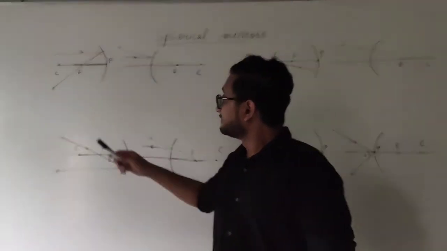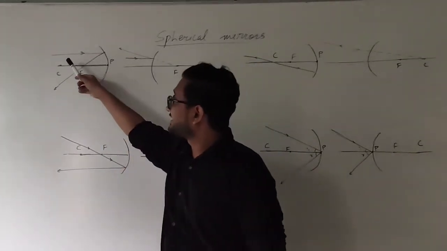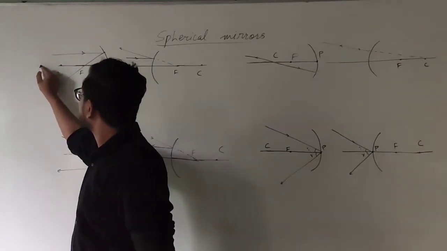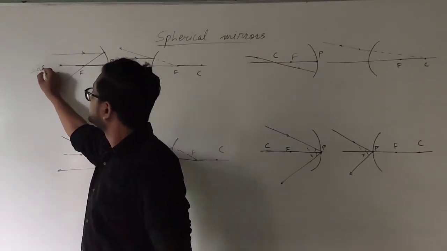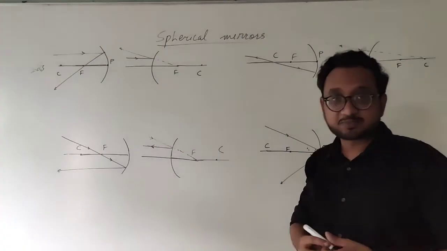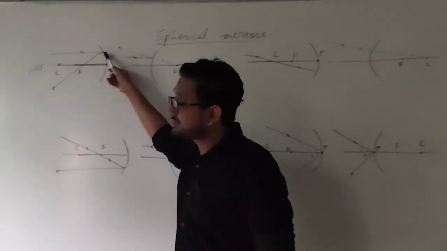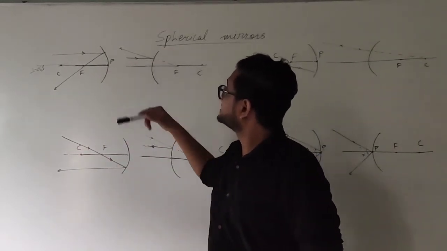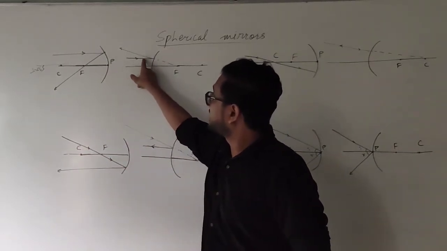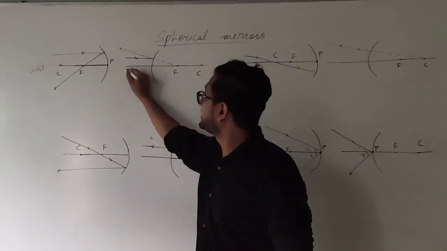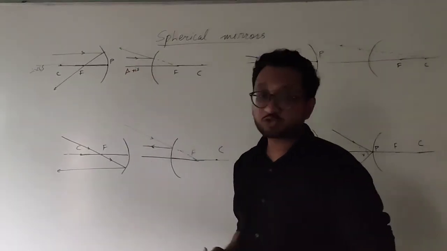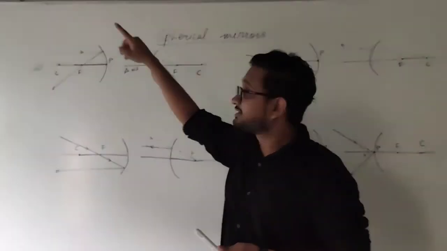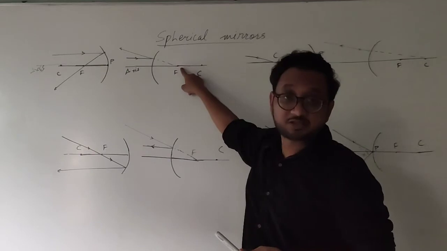Okay. First case, if the ray of light is parallel to the principal axis, this one, this is our principal axis. Okay. So if the ray of light is parallel to the principal axis, then after being incident on the mirror, it will pass through focus. Same is over here. As you can see, this ray of light is parallel to the principal axis. And as you can see, after being incident on the mirror, it goes away in such a way that it is passing through focus.